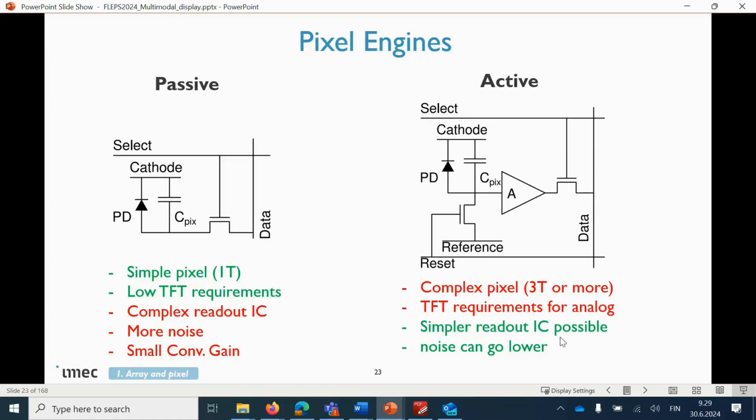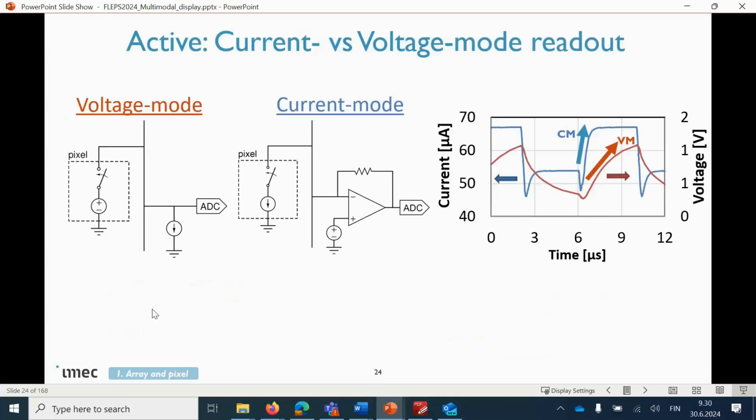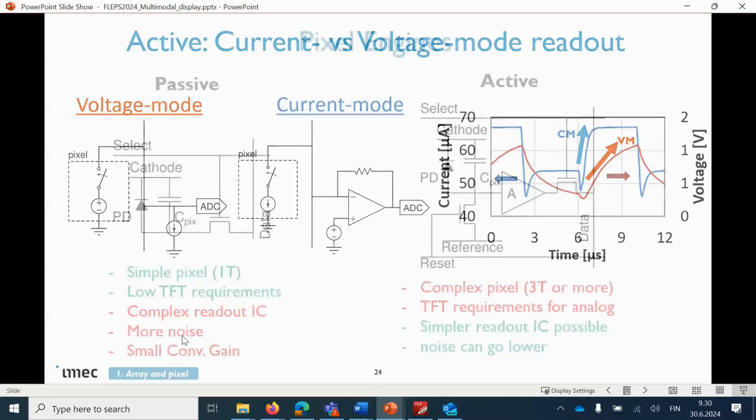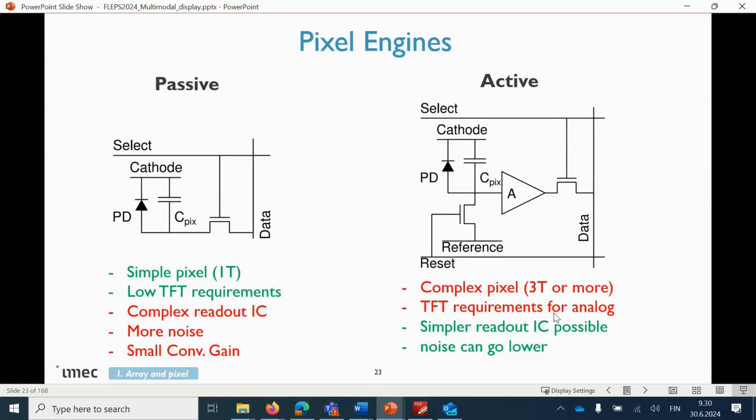But you have advantages such as increased conversion gain. In the passive pixel, the conversion gain is very small. For one transistor, best case, you get one electron in, one electron out. You want to increase that. You want better conversion gain, more electrons out for one electron in, to have better resolution. You also want the noise to go lower. And in some cases, we also have simpler readout ICs, so the readout gets simpler and cheaper.